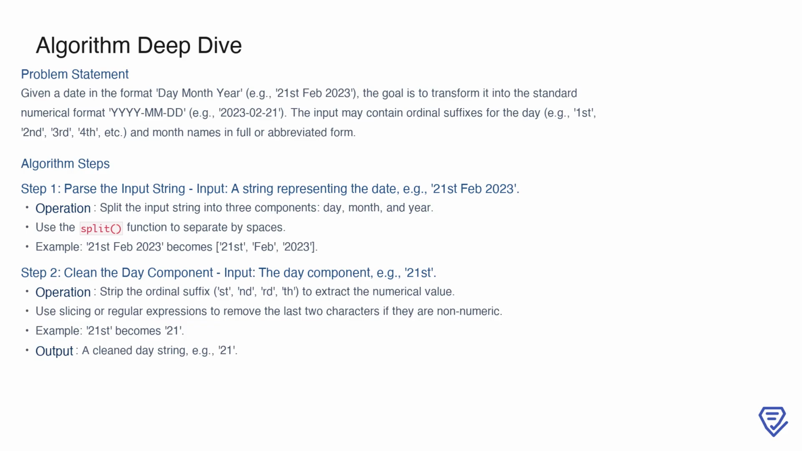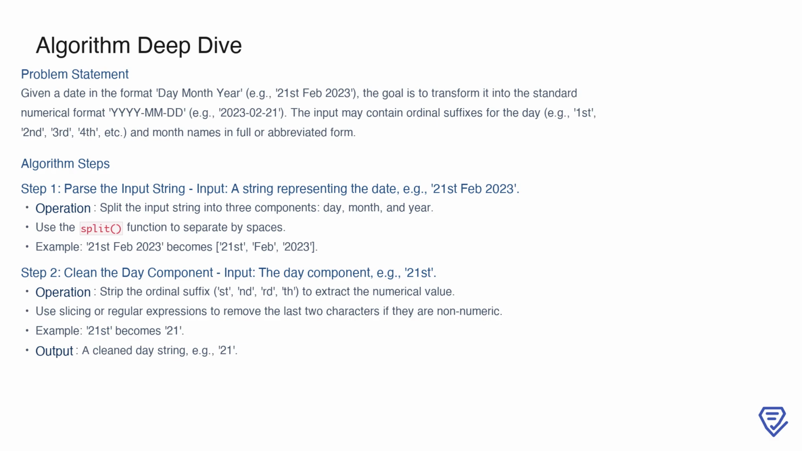Let's begin by understanding the problem. We are tasked with converting a date in the format day-month-year, such as 21st February 2023, into the standard numerical format YYYYMMDD, which would be 20230221. The challenge lies in handling the ordinal suffixes like st, nd, rd, or th in the day component and mapping month names, which may be abbreviated like Feb or written fully like February, to their respective numeric values.